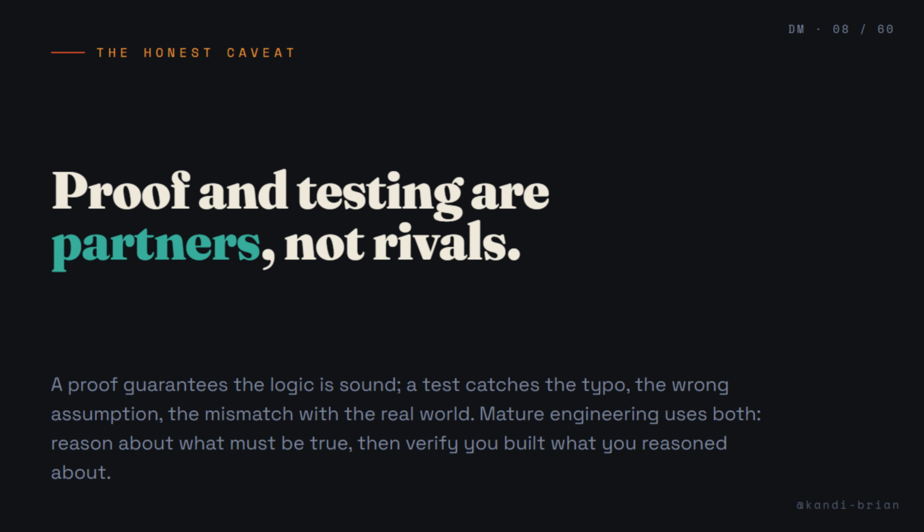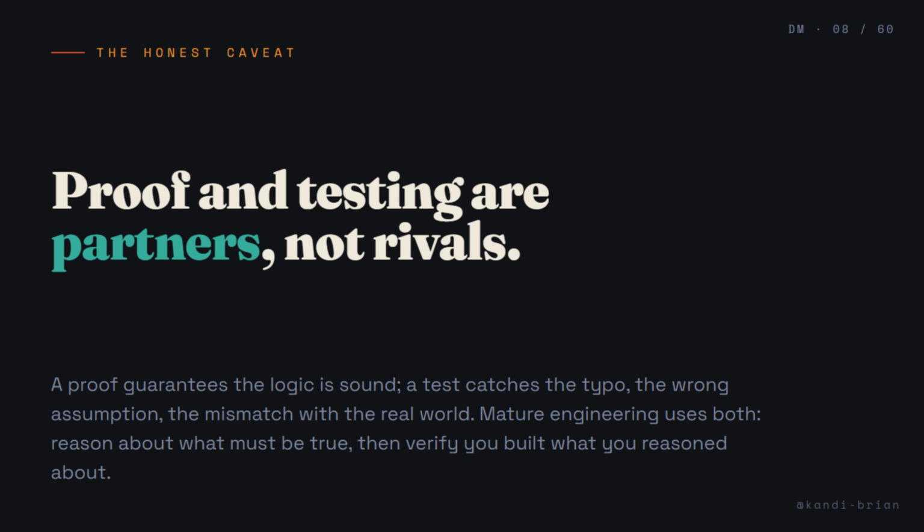However, proof and testing are partners. They're not rivals. A proof guarantees your logic is sound, but it says nothing about whether you typed the code correctly, whether your assumptions match the messy real world, or whether the requirement you proved was even the right requirement. Testing catches exactly those things, the typo, the bad assumption, the mismatch with reality. Mature engineering uses both. You reason carefully about what must be true, and then you verify that you actually built what you reasoned about. Neither one replaces the other.